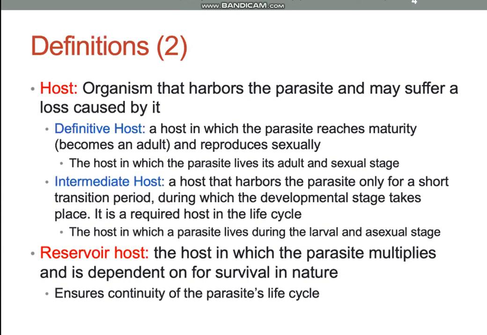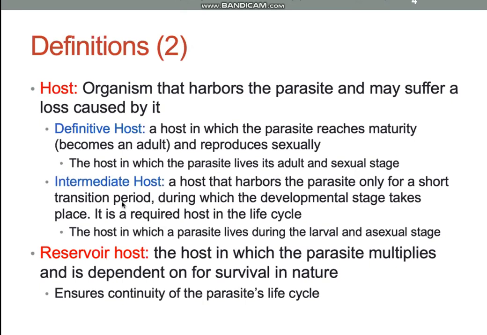Definitive host is also critical for the completion of the life cycle, so it will not mature into adult if it is not transmitted into the definitive host. Intermediate, a host that harbors the parasite only for part of the life cycle, all right? So it does not complete the whole cycle inside. It can do that in the definitive host, but intermediate is just part of the life cycle, all right?